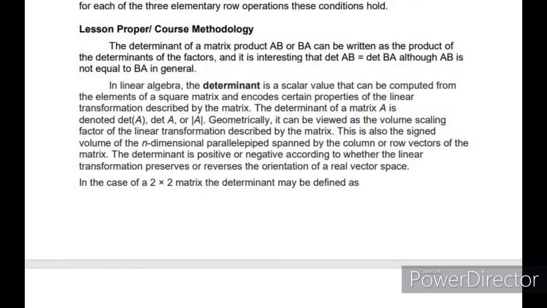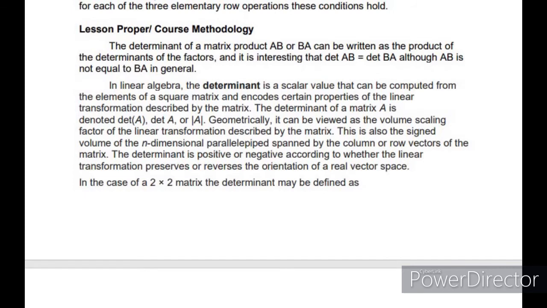So after you answer the pretest, let's go now to the lesson proper, or the course methodology. The determinant of a matrix product AB or BA can be written as the product of the determinants of the factors. It is interesting that determinant AB is equal to determinant BA, although we already know that matrix AB is not equal to matrix BA in general.